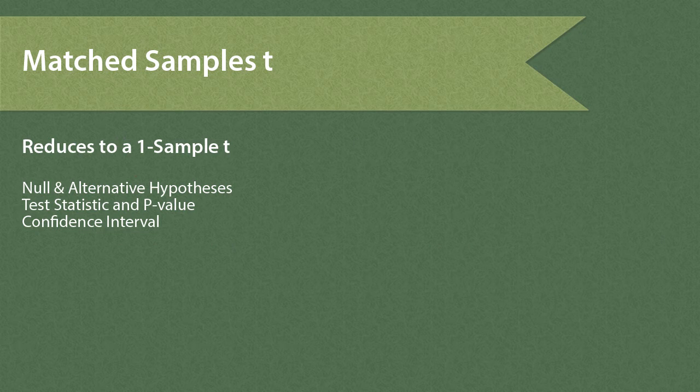In our next example, we'll look at the matched samples t. We're going to set up and run a significance test. We'll also learn about the test statistic and p-value and how to interpret the confidence interval. Most of all, we're going to demonstrate why we say that the matched samples t-test reduces to a one-sample t.